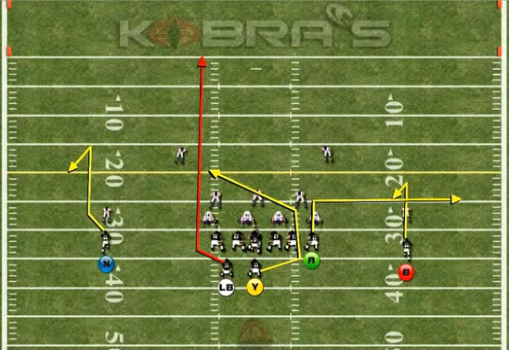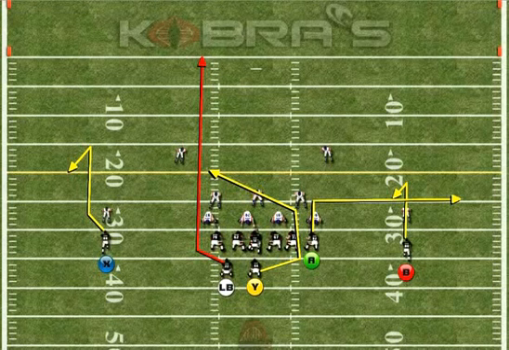Now, the reason I say this one can be run against both man and zone coverage is because of the route that's run by that fullback. If it's zone coverage, a lot of times you can look to throw to this guy coming out of the backfield. When he comes out in this area here and he comes across, a lot of times he may wind up being open where you can eventually throw that ball to him.